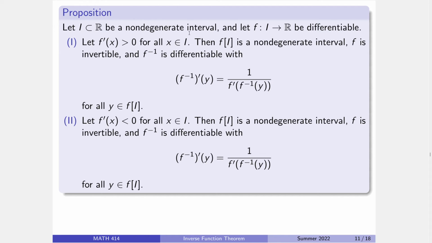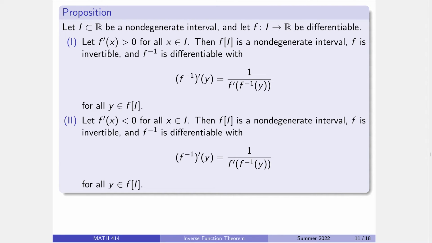So let's take a non-degenerate interval and a differentiable function, as per usual. And note my assumption: I'm not assuming the function's invertible. I'm assuming it's got a strictly positive derivative. So if my differentiable function has a strictly positive derivative on a non-degenerate interval, then its range is non-degenerate, the function itself is invertible, and its inverse is differentiable, and it's precisely what it should be. The formula that we've already seen. And likewise, if the derivative is strictly negative.